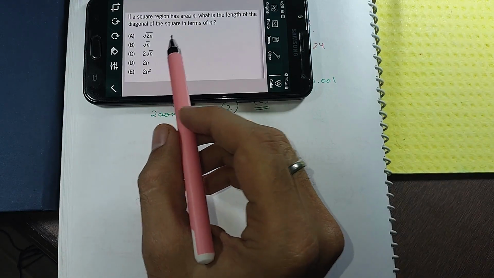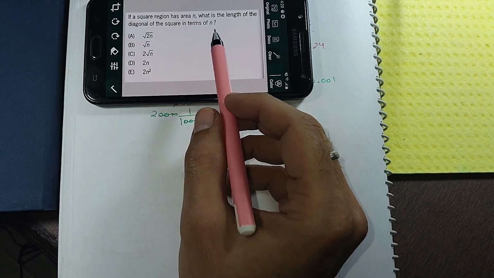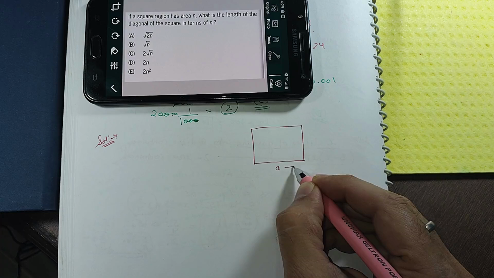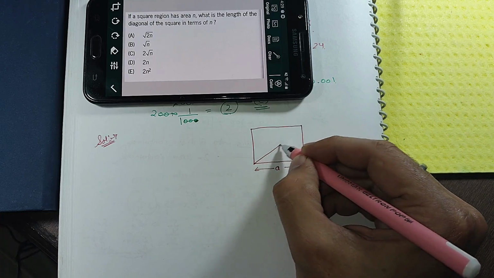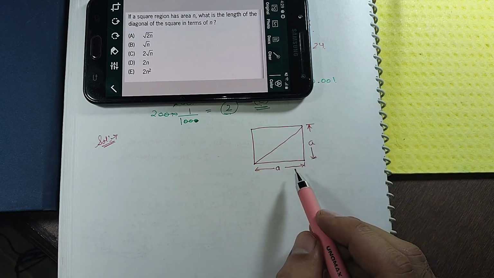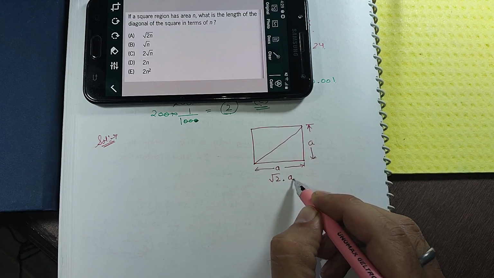If a square region has area n, what is the length of the diagonal of the square in terms of n? For this we'll draw a square of side A. Let us suppose this side is A, and this is the diagonal. Whenever the side of a square is given, the length of the diagonal is calculated as √2 times the length of the side.